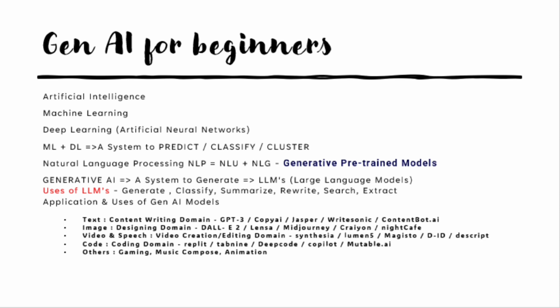For image designing, we have Midjourney, Lensa, and others. Next, for speech, voice, and video editing, we have different kinds of AIs available in the market. For code generation, for software developers or any coding domain, we have Tabnine, Replit, DeepCode, Copilot, and Mutable.ai. For others, like music composition and animation, we can use other AIs available in the market.